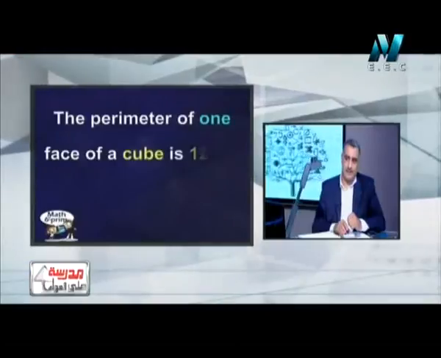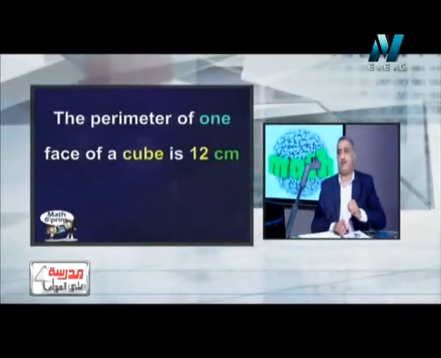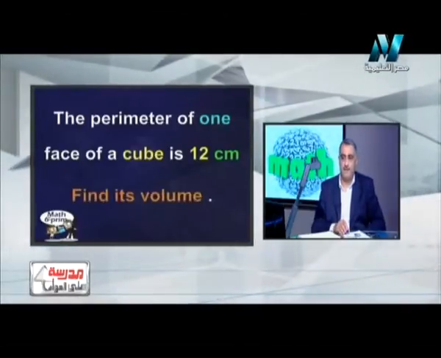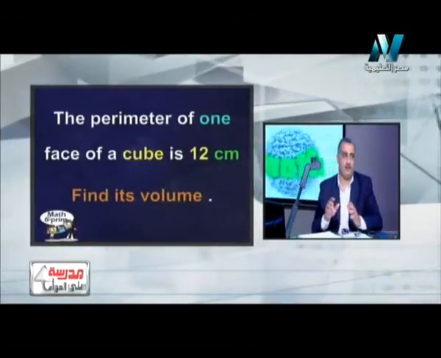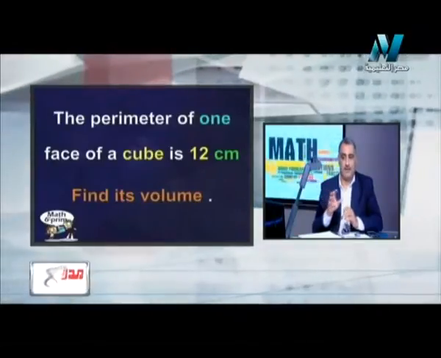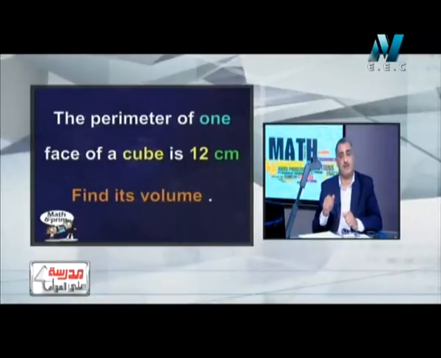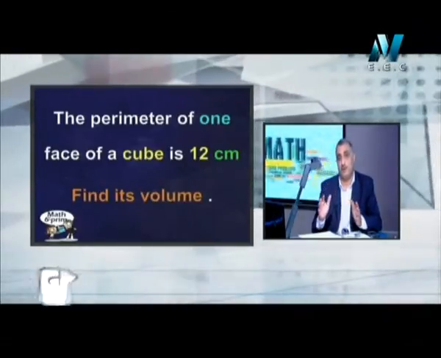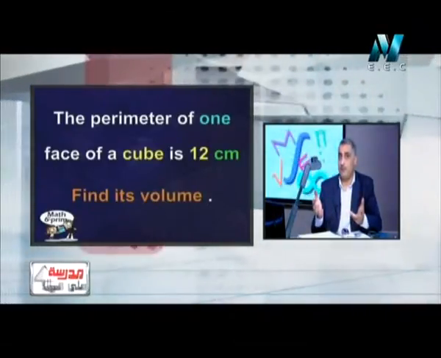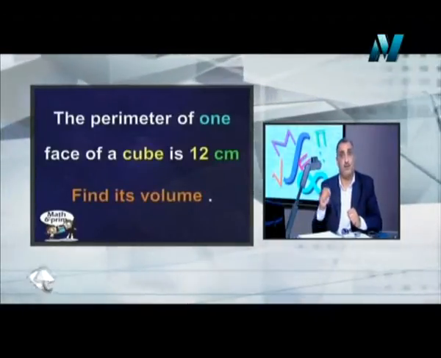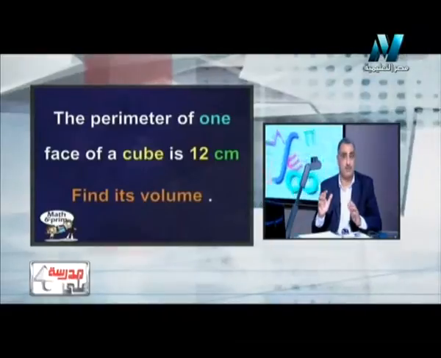The perimeter of one face of a cube is 12 centimeters. Find its volume. As we explained before, my dear students, we have the perimeter of one face. What does the face look like? Excellent. The face is a square. How can we find the perimeter of a square? Side by 4. Again, it's a very important point.